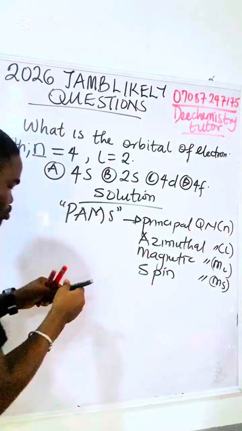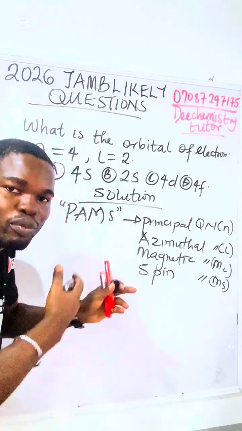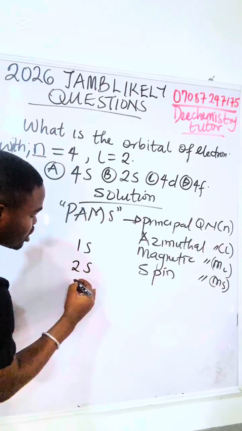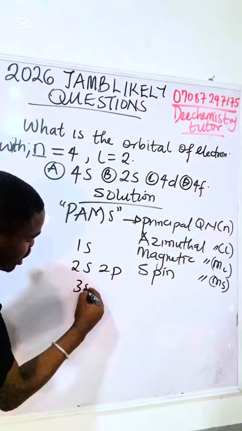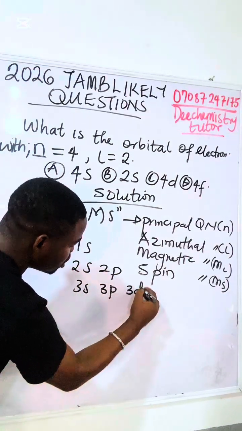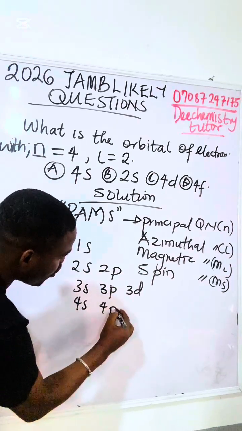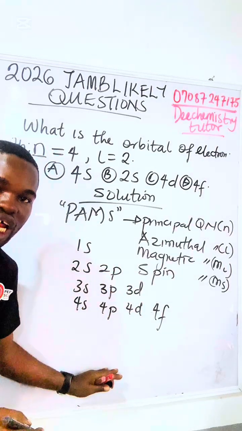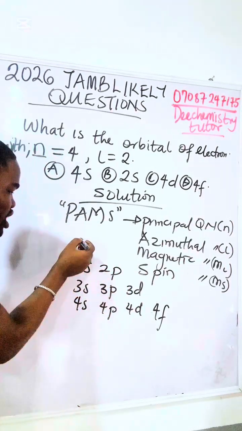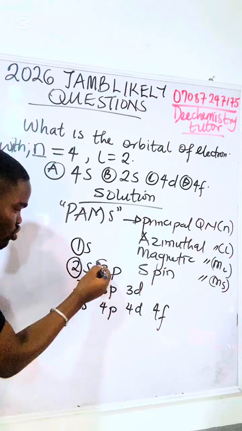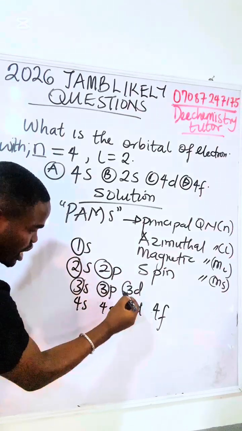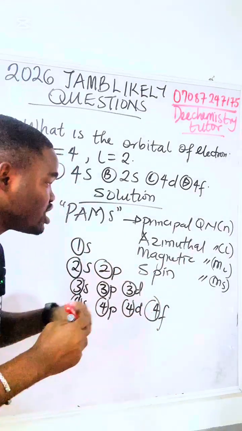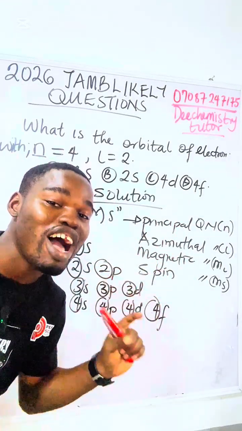For instance, the Aufbau concept, where we are building up orbitals, and we talk about 1s, 2s, 2p, 3s, 3p, 3d, 4s, 4p, 4d, 4f, and we can go on and on like that. Now, these numbers that you are seeing here are the n. In fact, the principal quantum number talks about the energy levels.